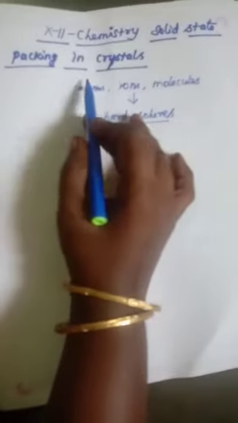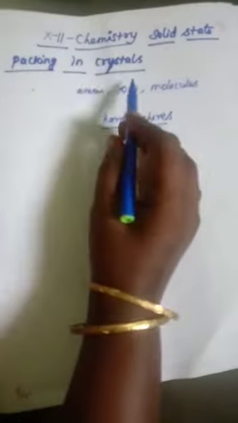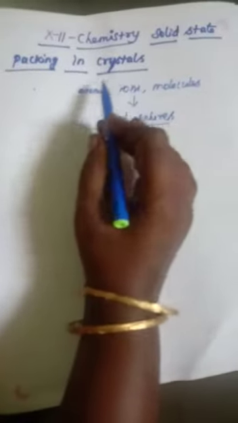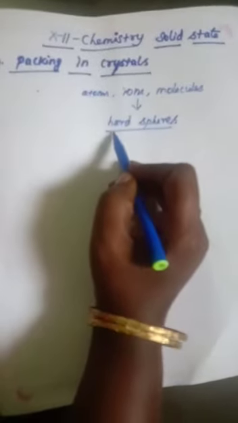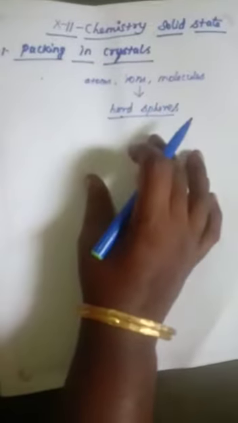Welcome students. In this video we will discuss packing in crystals. To understand this concept, the basic constituents of a crystal are atoms, ions or molecules. These basic constituents are considered as hard spheres. So now we can discuss how to pack identical spheres to create cubic or hexagonal units.